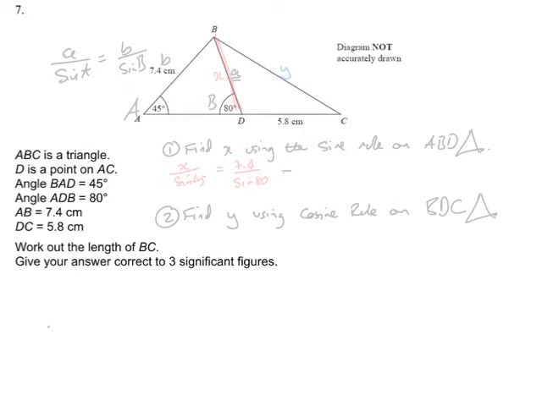Now the key here, year 10, was after you found x, not to round it. The second you round it, you lose marks because your final answer will be slightly different because you've used a slightly less accurate value for x. So this is our value for x, 5.3133. It's in your calculator, so just leave it there for the time being.